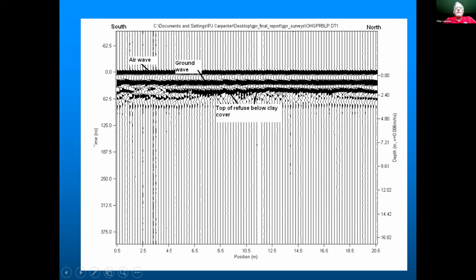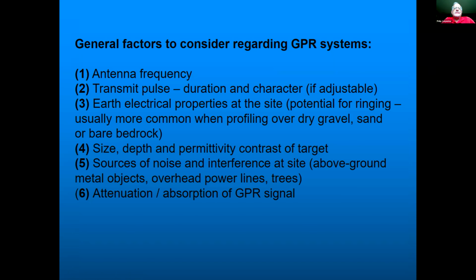This was an example we did over part of Orchard Hills. We saw the refuse just below the clay cover. You can see the air wave and ground wave are very uniform, perfectly horizontal. Below that, you see some choppiness and irregularities. That means you're really seeing some real data, some real stuff below the surface. We went over most of this already.